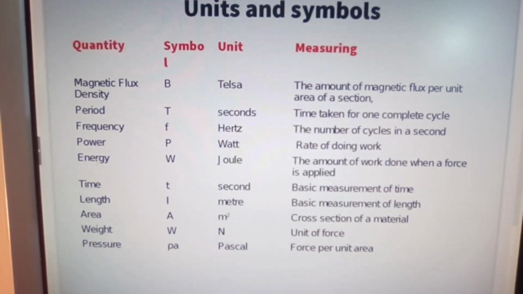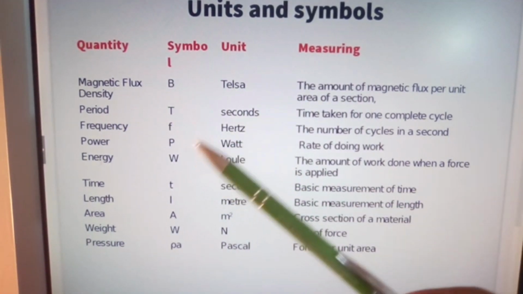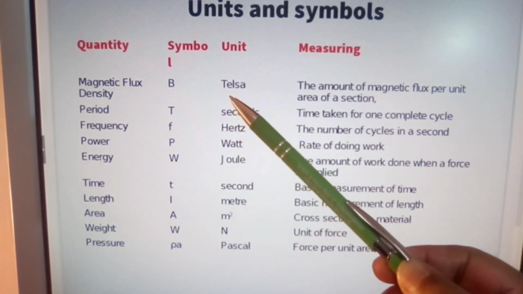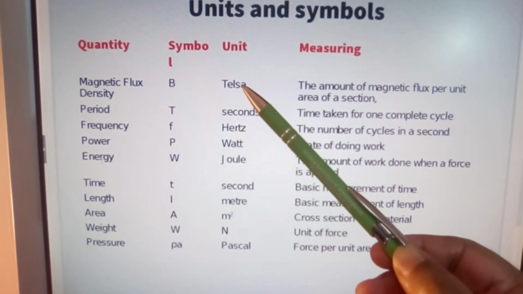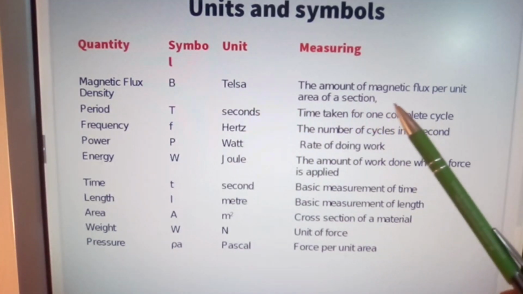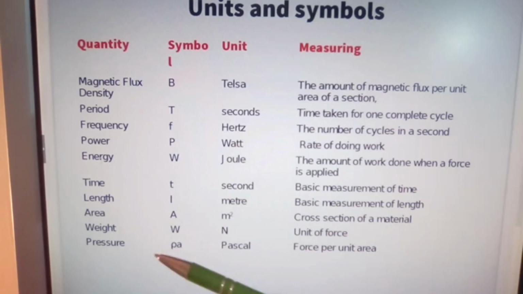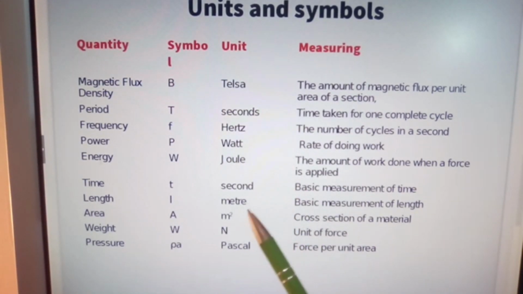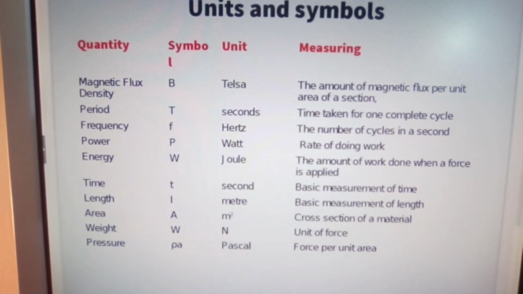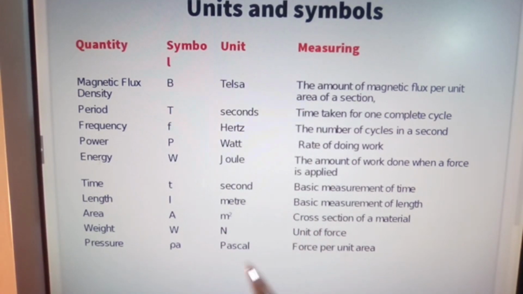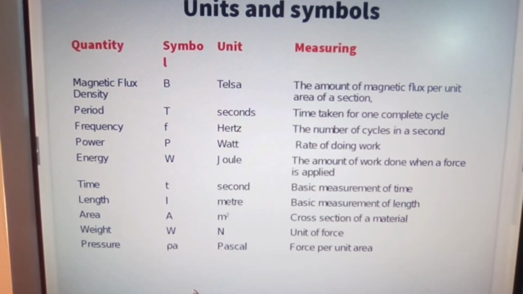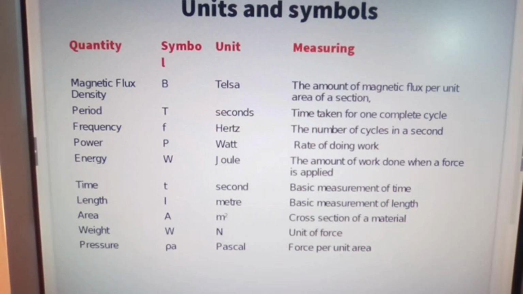Units and symbols: magnetic flux density, B, in tesla, the amount of magnetic flux per unit area of a section. Period, T, time in seconds; frequency in hertz; power, P, in watts; energy or work done in joules; length, L, in meters; area in square meters; weight in newtons; pressure in pascals.